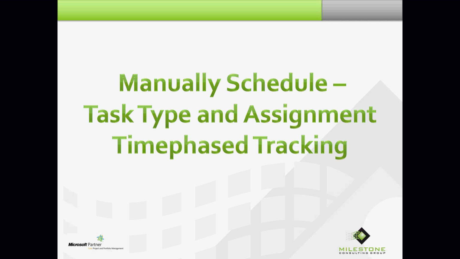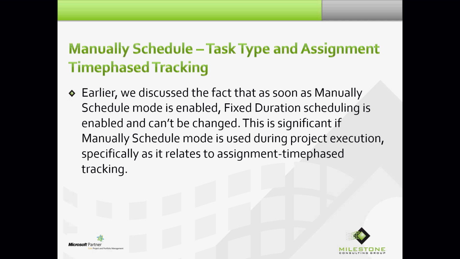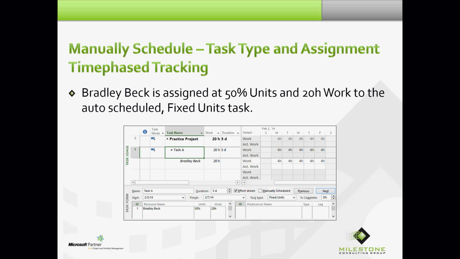So moving along, what about when you get into execution, and you want to understand how manually scheduled mode operates with task type and assignment time phase tracking? Well, by now you know that if your task is in manually scheduled mode, you are operating in a fixed duration mode, whether you want to be or not. We discussed this fact earlier. As soon as you move to manually scheduled mode, fixed duration scheduling is enabled and can't be changed. This is significant during execution as it relates to what we call assignment time phased, or you could call it timesheet tracking. Take a look at that screenshot.